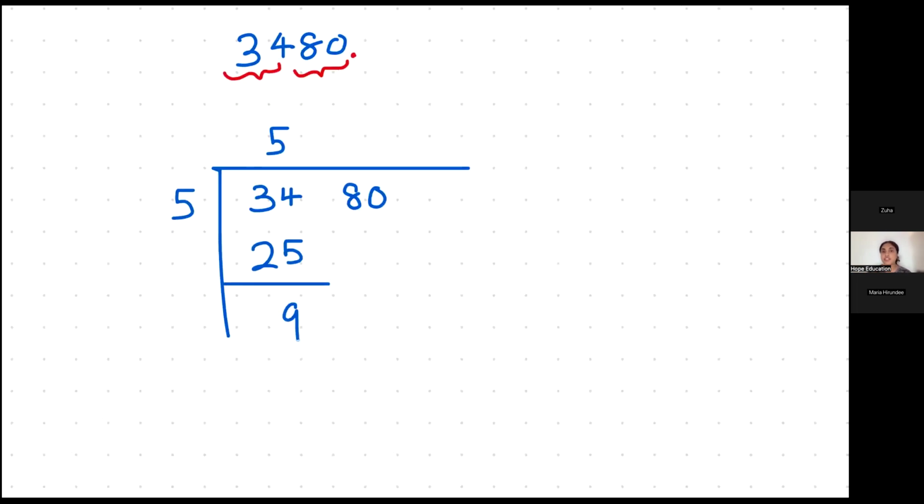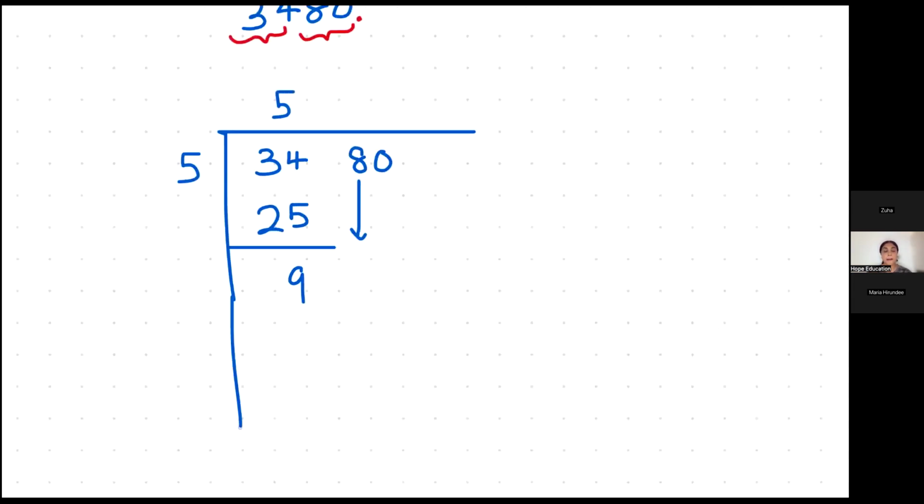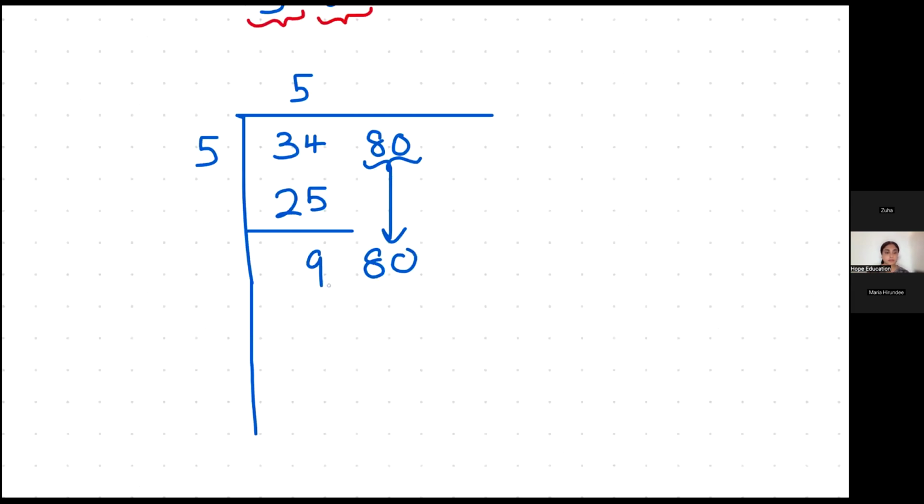In normal division, we would just take this number down, 8. But this is not normal division, this is the long division method. Here I'm going to bring this entire pair down. We don't deal with single numbers here, we always deal with pairs. So we bring this 80 down. That would be 980. Okay.